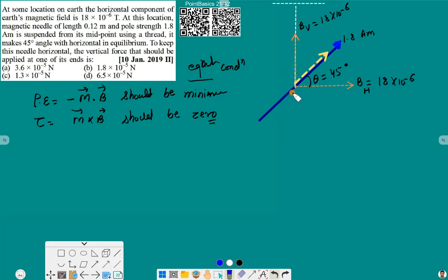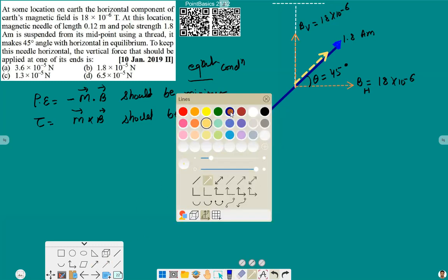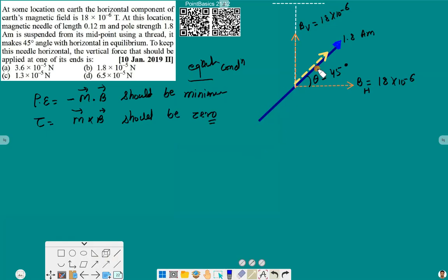So till now we concluded this, that we have a horizontal component and we have a vertical component also. Now it is asked that to keep the needle horizontal, what is the amount of torque needed to be applied. So to keep the needle horizontal, our configuration will look something like this, if we turn this needle into horizontal condition. And now we have two components of field also: one is the vertical component of magnetic field and one is the horizontal component.